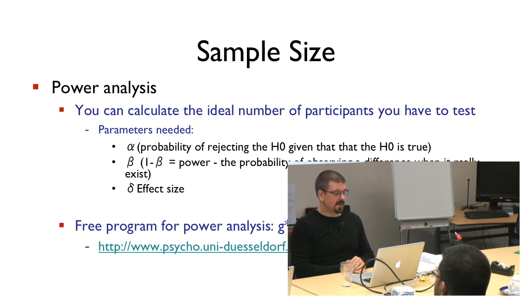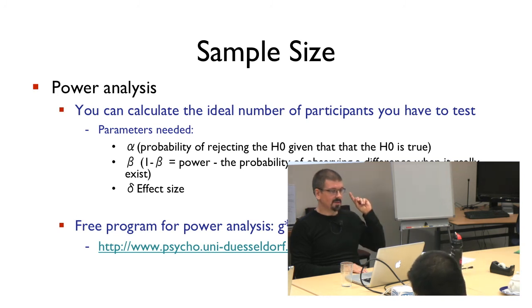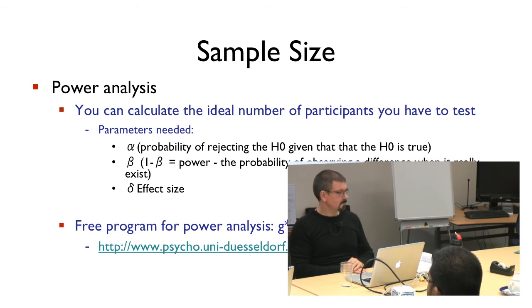So what do you need? You need your alpha. We talked about the alpha level. That's the risk of doing a type 1 error. You need the beta. That's your risk of type 2 error, and 1 minus this beta, that's the power of your test. That's the probability of observing the difference when really there is an effect. And you need this delta, and that's the effect size. That's the effect you expect there to be.